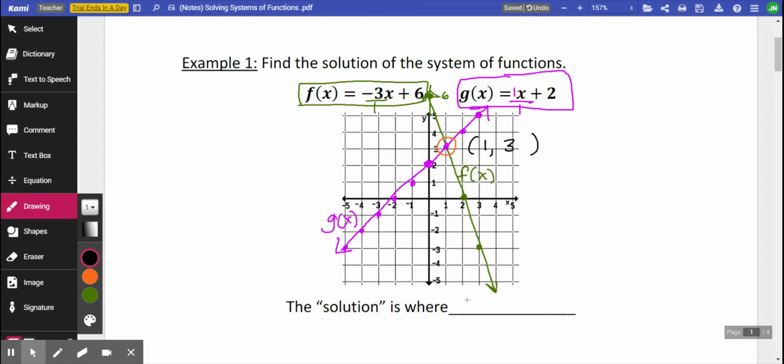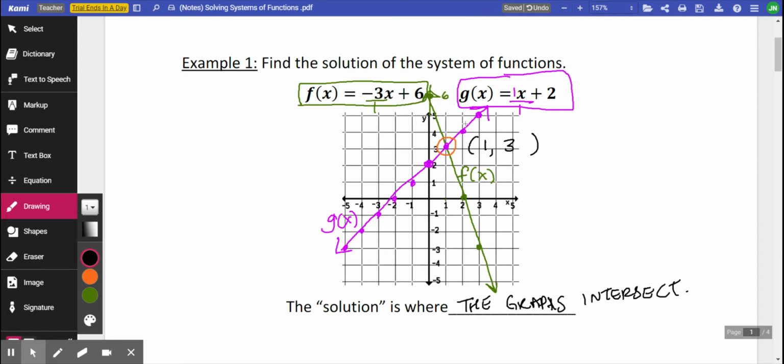So the solution is where the graphs intersect or cross. It's just a fancy mathematical way of saying cross.